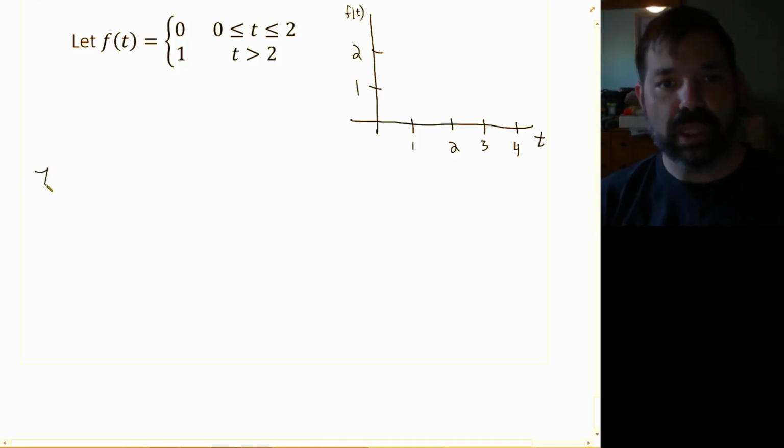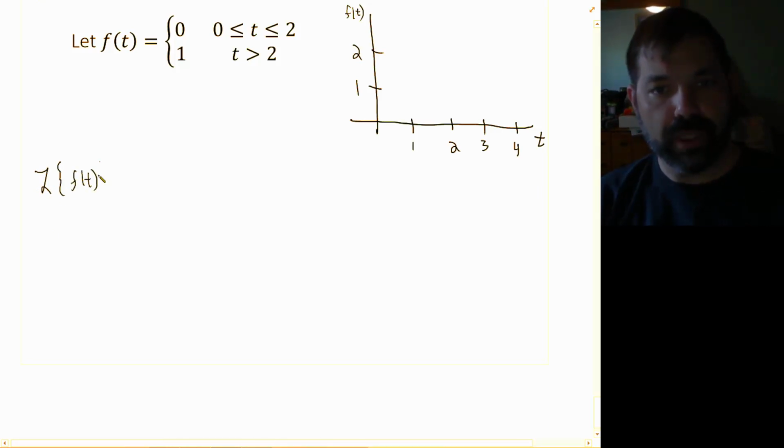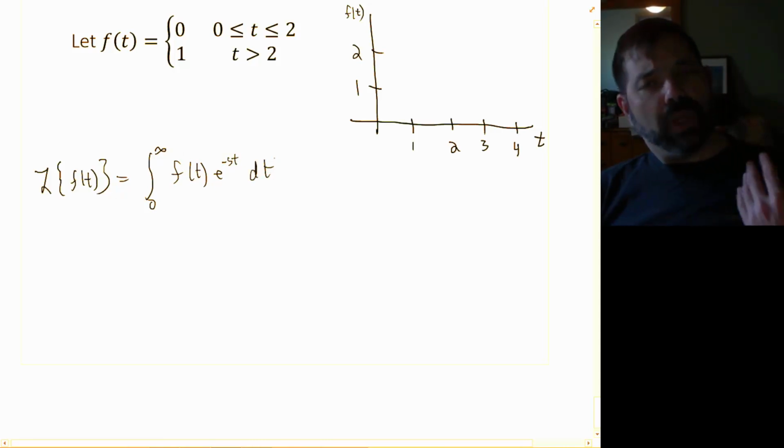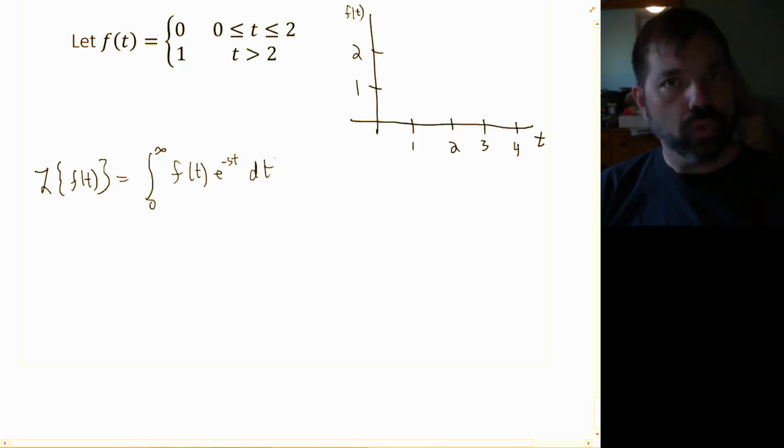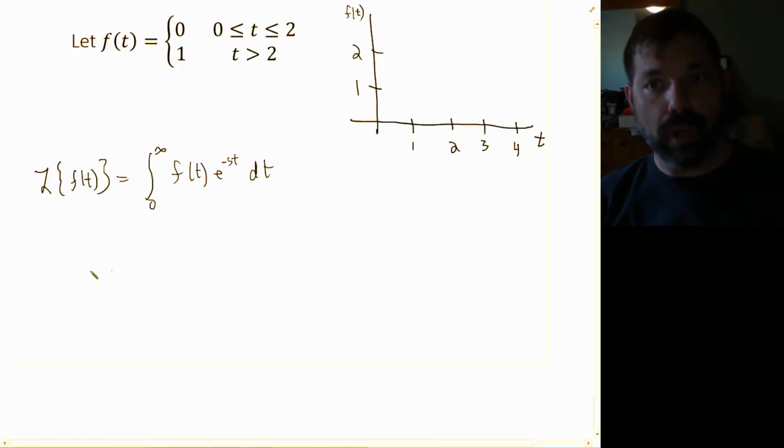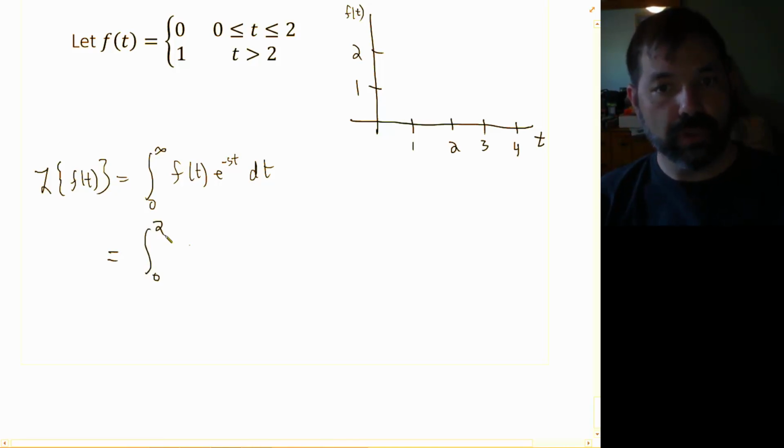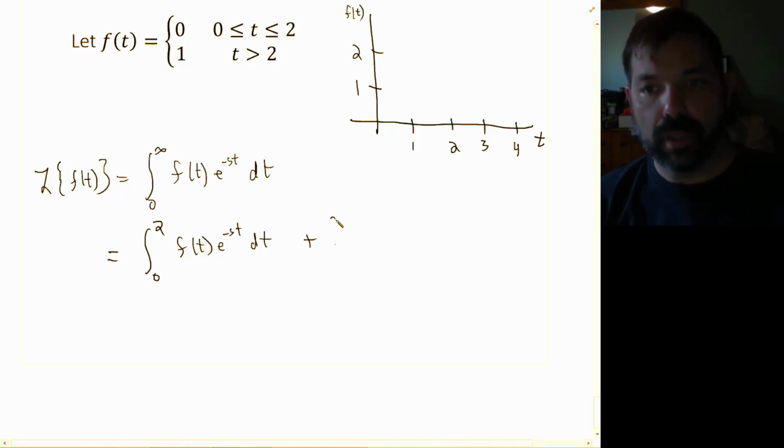Well, our general rule says that the Laplace transform of our function f of t is the integral from 0 to infinity of f of t e to the negative st dt. But our function changes rules in the middle. So I'm going to break up this integral into two integrals. I'm going to write this as an integral from 0 to 2 of f of t, e to the negative st dt, and then the integral from 2 to infinity of f of t, e to the negative st dt.